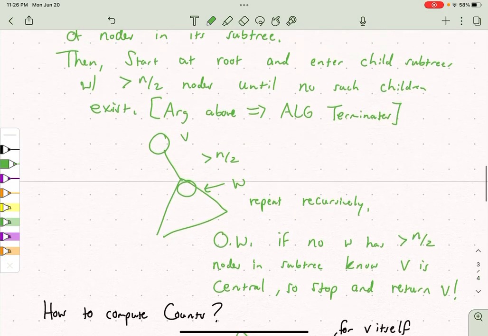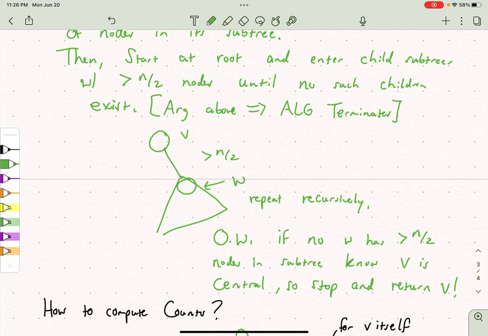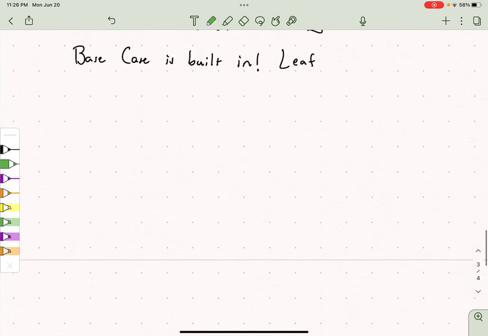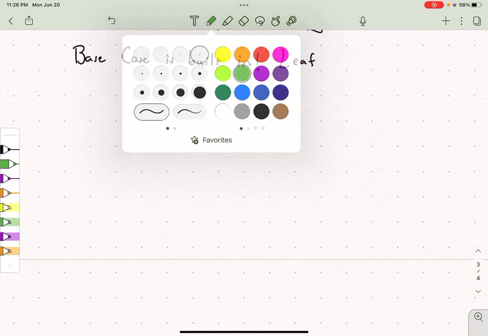On the other hand, for the overall algorithm, the base case is built into the fact that v eventually stops, or v will eventually be a central vertex. And really, we could see that as the leaf case in the full proof. So that's the algorithms, and now let's consider the proofs.